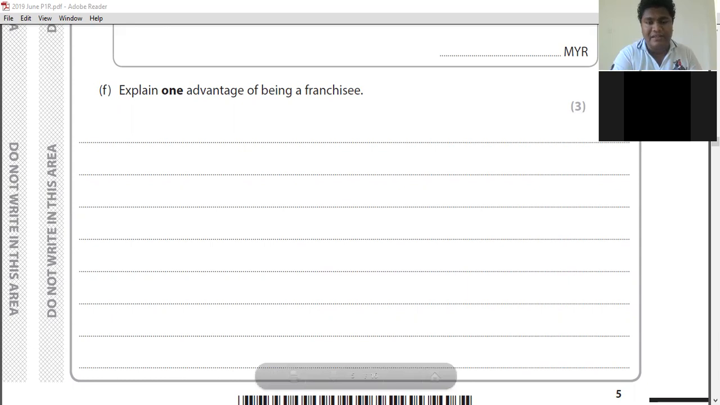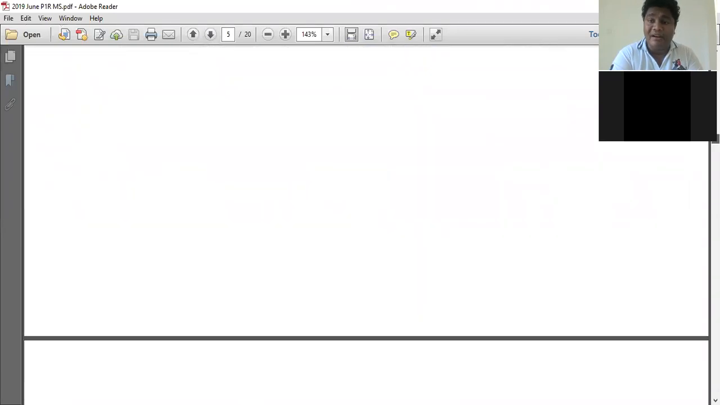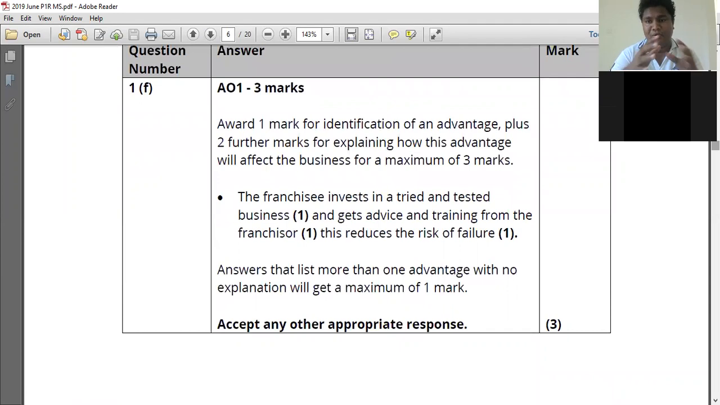I'll show you the marking scheme. This kind of question is very easy to write, but a lot of students write more than one advantage. They're trying to show all their knowledge in this question, but there's no need. 3 marks means only one point. Just explain that point, develop that point. Look at this answer: franchisee invests in a tried and tested business and gets advice and training from the franchisor. This reduces the risk of failure. Like that, you can give any other answer.